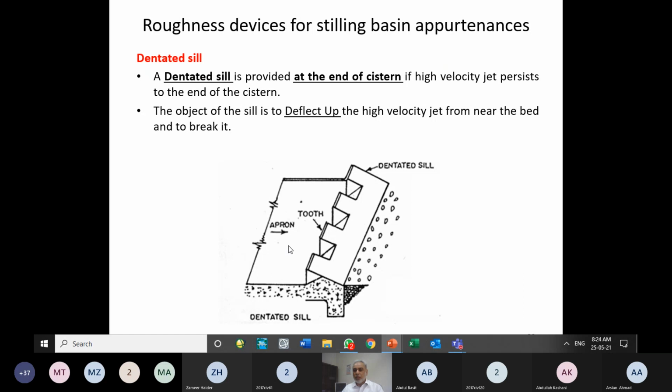So if relatively more energy is there, then rather than providing a complete wall, we provide a dentated sill, and we don't want all of it obstructed. If all is obstructed with huge energy, then more turbulence will be there, and maybe some damage to the floor is possible over here. So that's why a part is deflected up and part is allowed to go down, and vertically they are separated into two layers, and we lose the energy in this way.